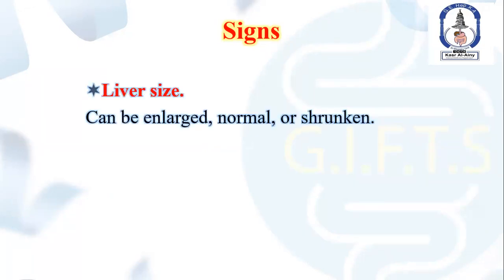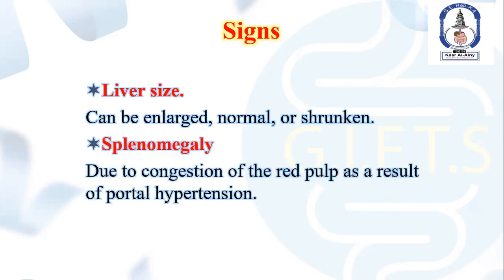The liver size is something that is not important at all. It can be larger in size, it can be normal in size, and maybe sometimes it is shrunken in size. Not unlike the spleen. Enlargement of the spleen is always important. Enlargement of the spleen is the first sign of portal hypertension. So the congestion of the spleen and the enlargement of the spleen makes this a sign of portal hypertension.